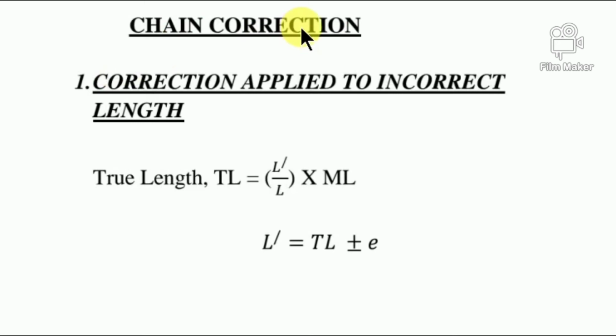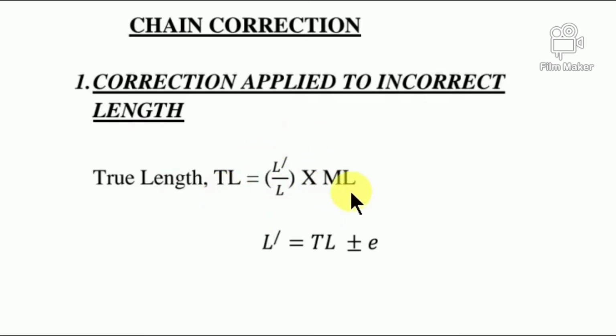Next we have chain correction. So under chain correction, the first is correction applied due to incorrect length. Now suppose after measurement we have taken an incorrect length. So what will be the actual length which we have to apply? Sometimes, due to some errors, maybe personal error, human error, or instrumental error, we may not get the actual length. Then how to calculate the true length? So true length denoted by TL is equal to L dash by L into ML.